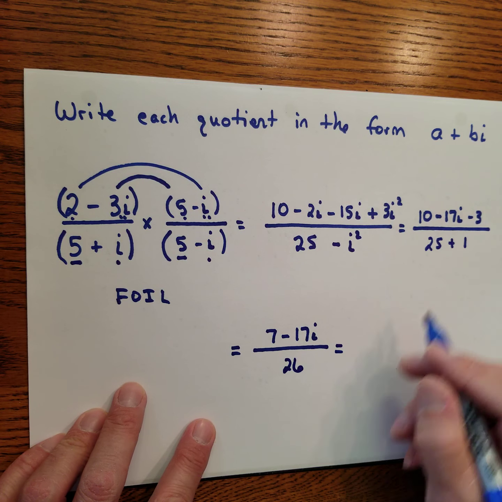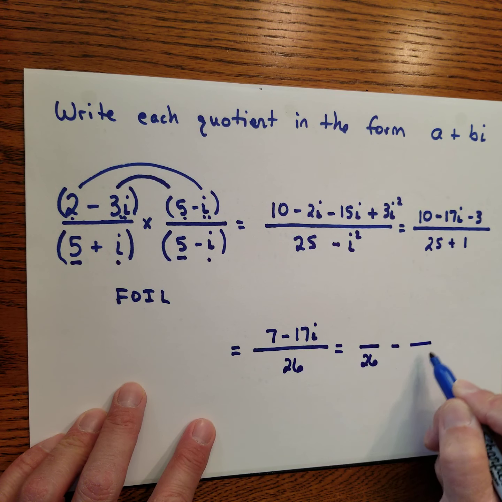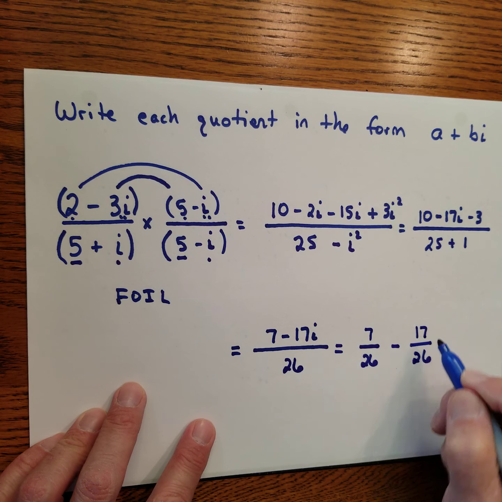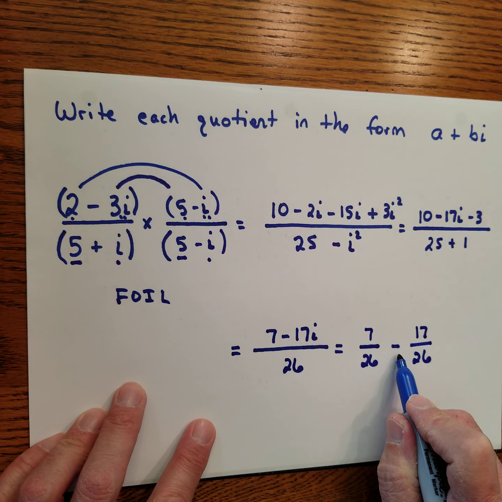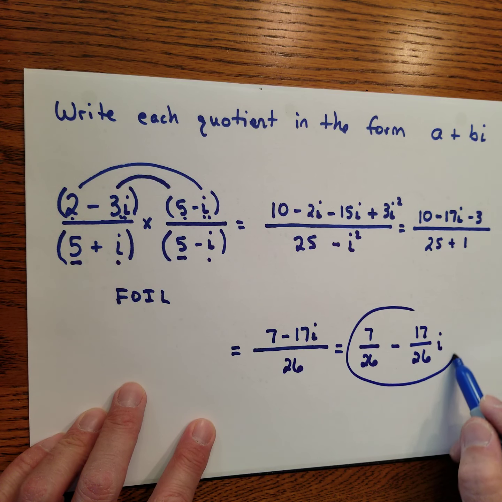Let's write it in the proper form. Common denominator 26. Numerators are 7 and 17. The 17 is negative, and the i goes on the end. Beautiful.